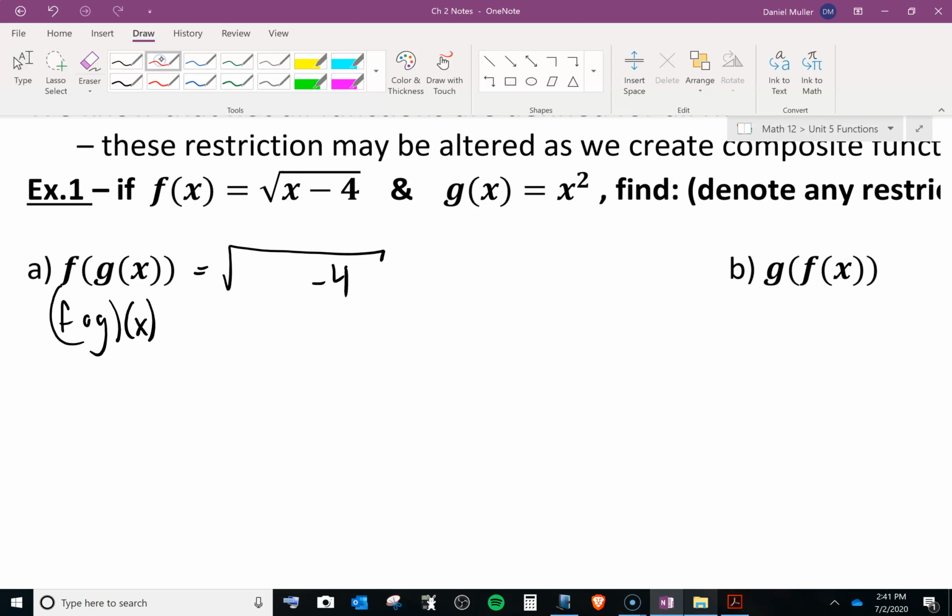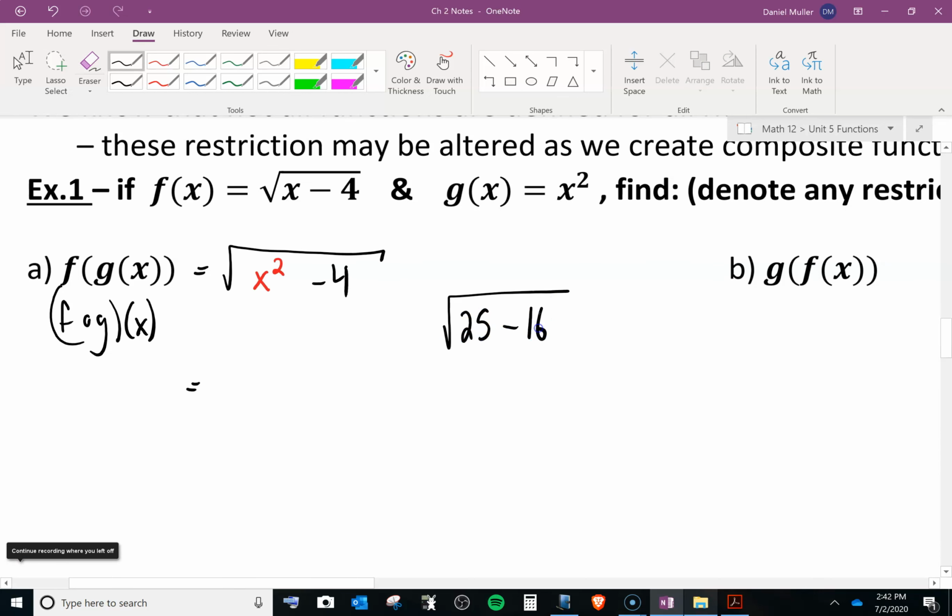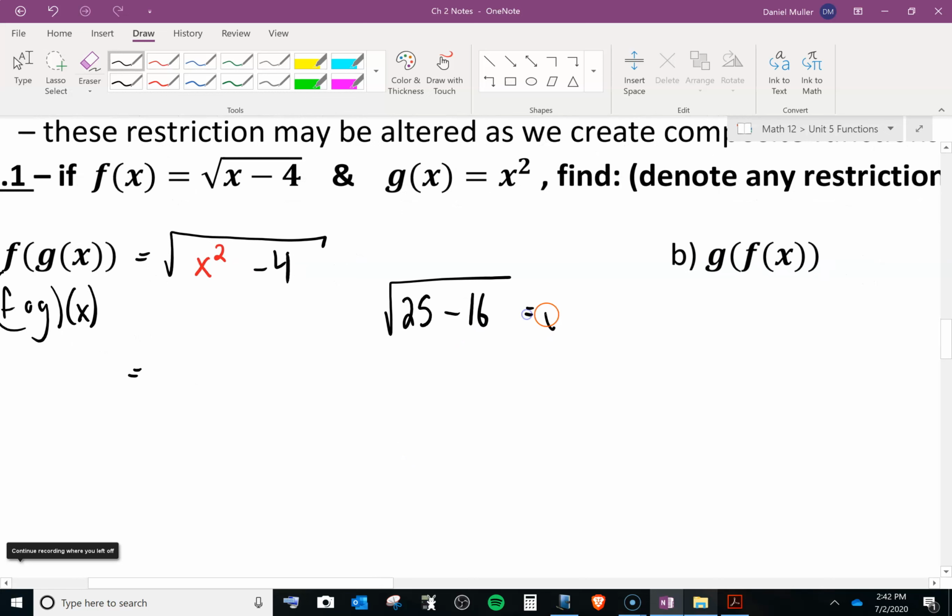We can input x squared here. Now, by the way, you cannot square root that to get x and square root that to get 2. That's not the way this works. Take, for example, the square root of 25 minus 16. You should know immediately that 25 minus 16 is 9, and the square root of 9 is 3.